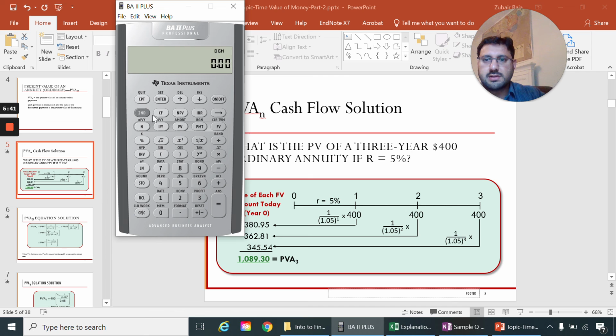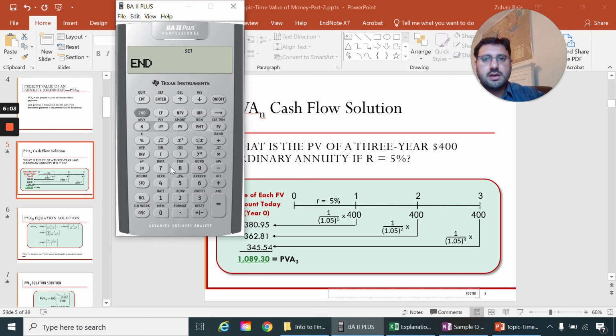So N was 3 years, 3 periods. In fact, again, the period can be anything. It can be years, it can be months, but over here it's basically the years. So now it is clearly written over here, beginning. I need to check how the annuity is set in the calculator. It is set at the beginning, which means it's for the annuity due. I have to change it to the ordinary annuity.